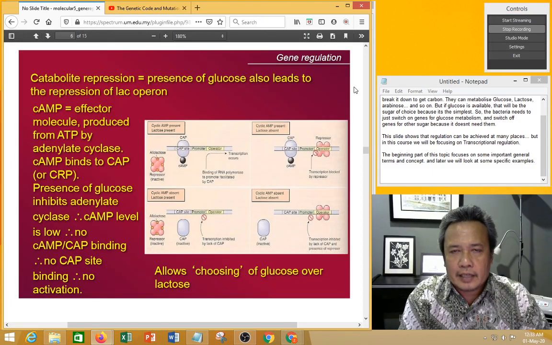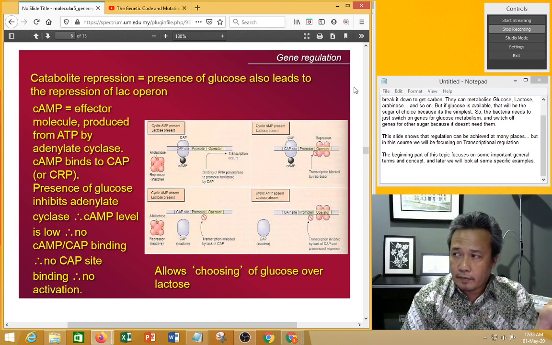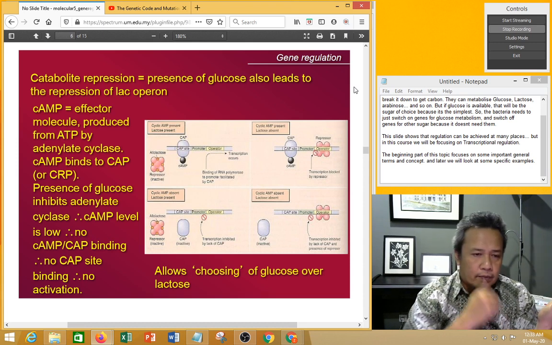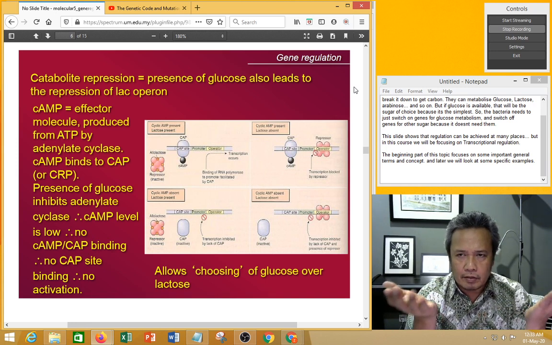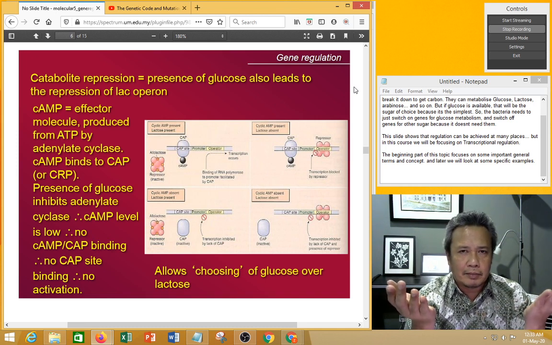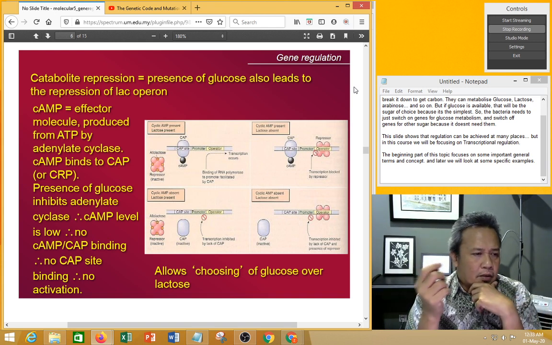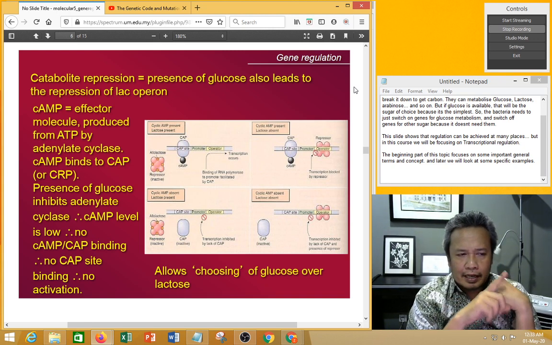Okay, catabolite repression. I mentioned in the previous video that the lac operon is switched on in the presence of lactose. But what if both sugars are available, glucose and lactose? You will find that in the presence of glucose, lactose does not get metabolized. Even in the presence of lactose, the operon does not get switched on. So what's going on? Here we look at a phenomenon called catabolite repression.